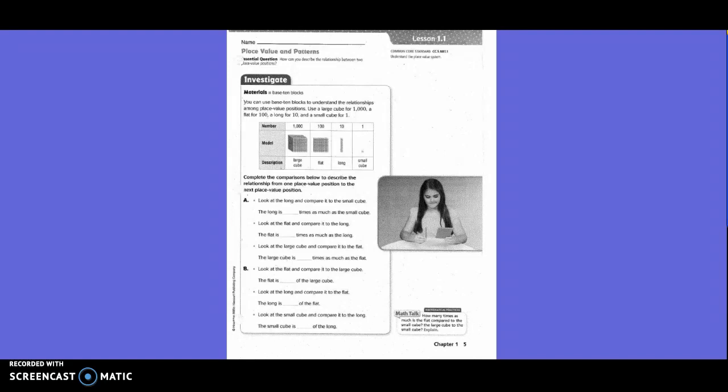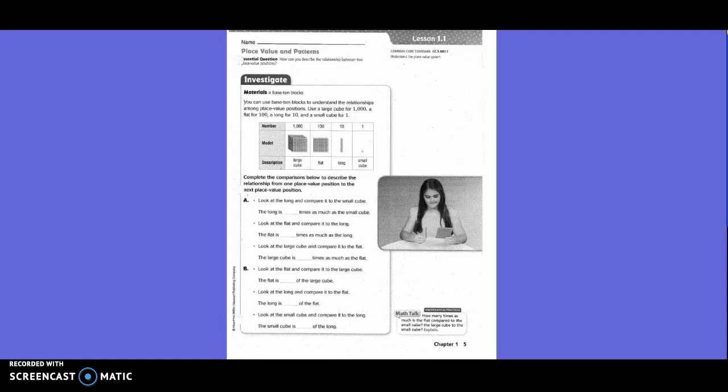Here is our flat for 100. Our long for 10. And our small cube for 1, right? And then, of course, they also have our picture here on our paper. So complete the comparisons below to describe the relationship from one place value position to the next place value position.